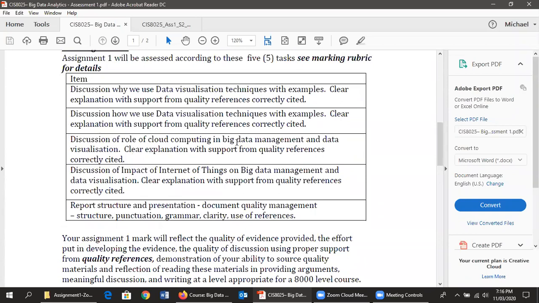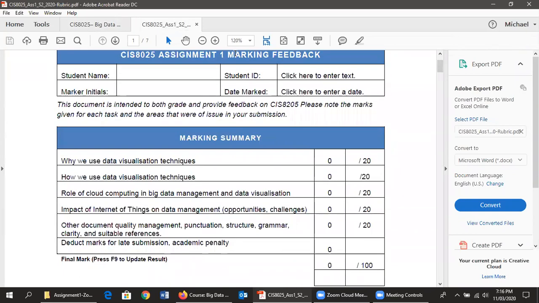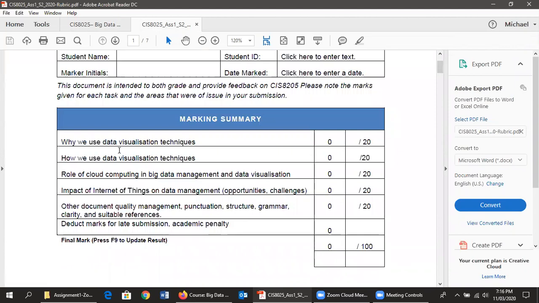So if I look at the marking rubrics, there's a summary here. If you look at the split of marks, there are four tasks and they're spread evenly at 20 marks for each, and then 20 marks for the quality of the report.